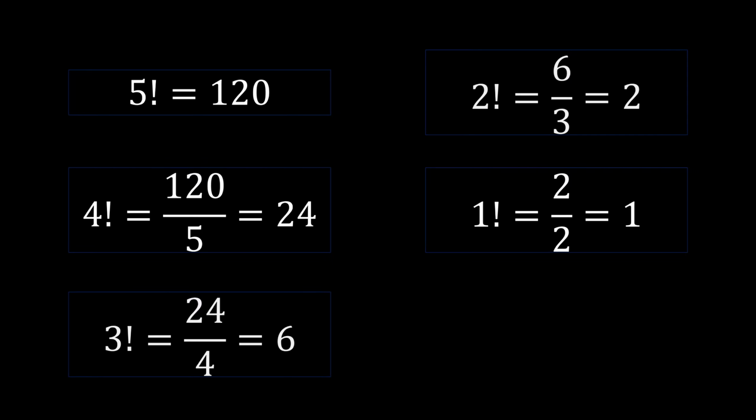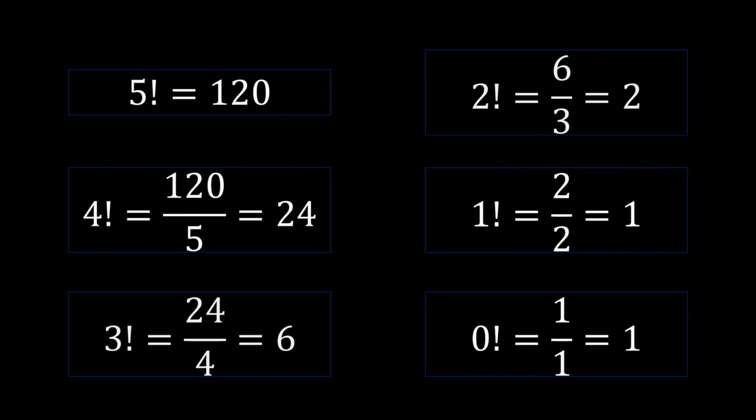Here's the interesting part. Since 1 factorial equals 1, what should happen when we move one more step downward to 0 factorial? The pattern says we should divide by 1, and 1 divided by 1 is still 1. Suddenly, without forcing anything, the answer naturally becomes 1. But mathematics does not stop there. There's another way to think about it that feels even more surprising.